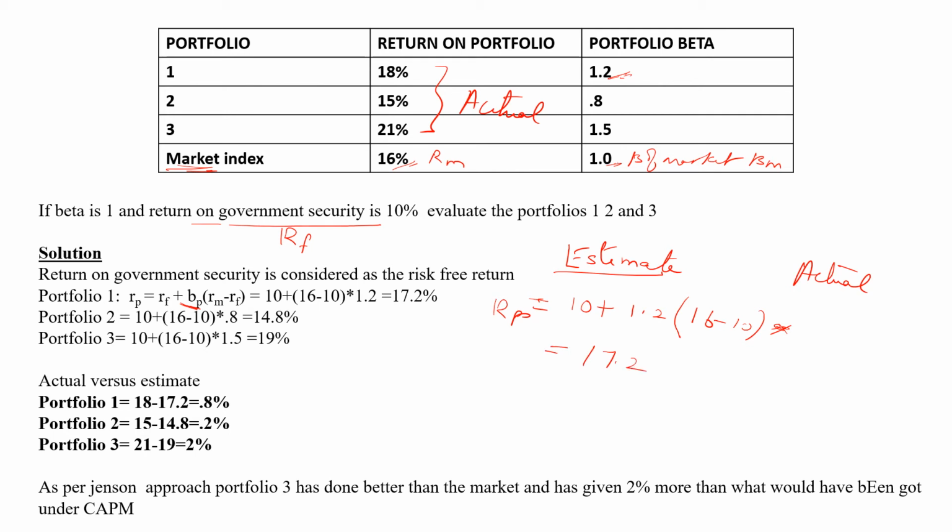I repeat, here it is the risk-free return plus the beta of the portfolio, BP, which is 1.2, then the return of the market is 16 minus the risk-free return, which is 10%. Similarly, you do the calculation for everything.